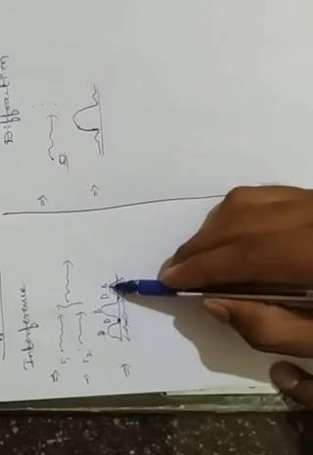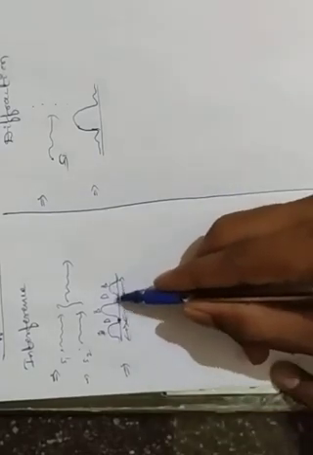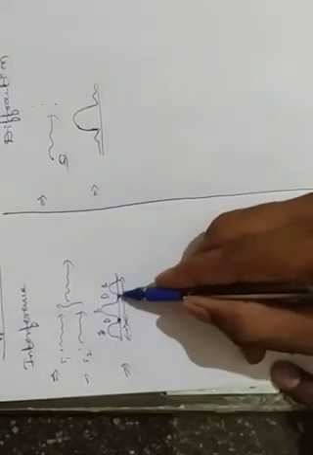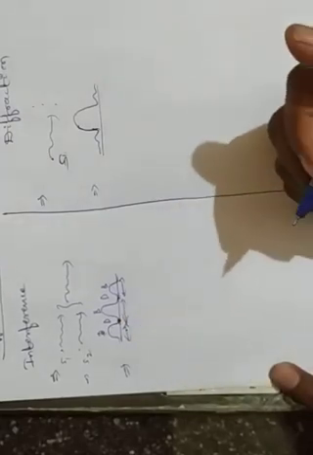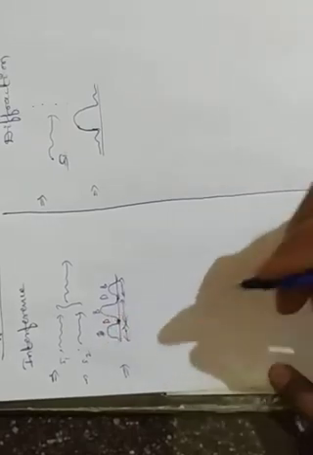Bright fringes are the same intensity, and the intensity of the dark is generally what? Zero. The intensity of the dark is zero, or there is a small value. So the intensity is very low or zero in case of the interference.